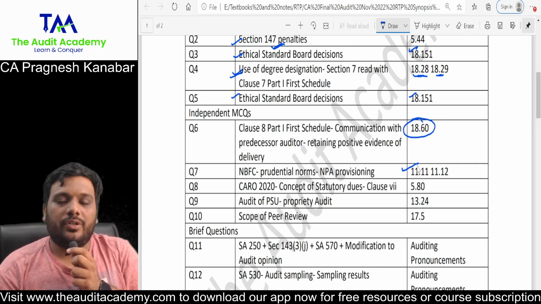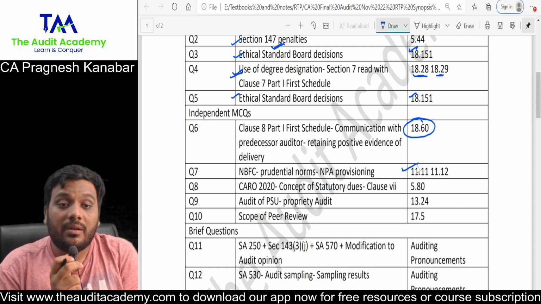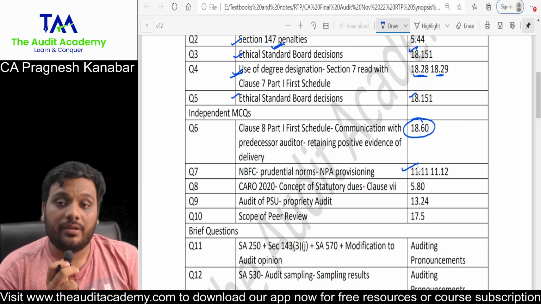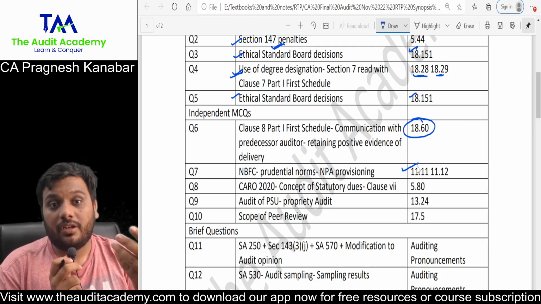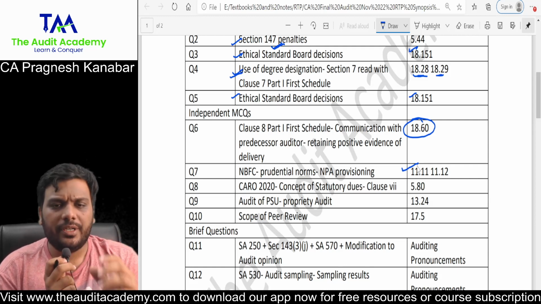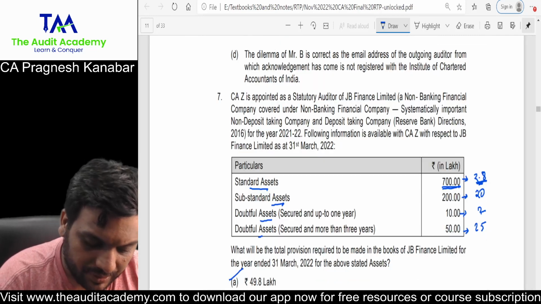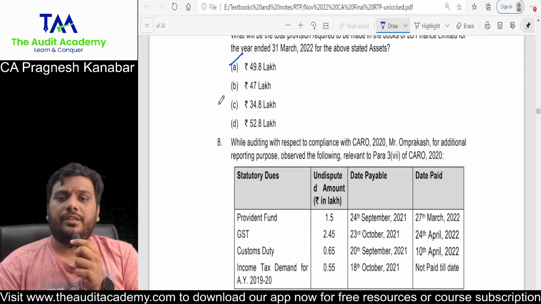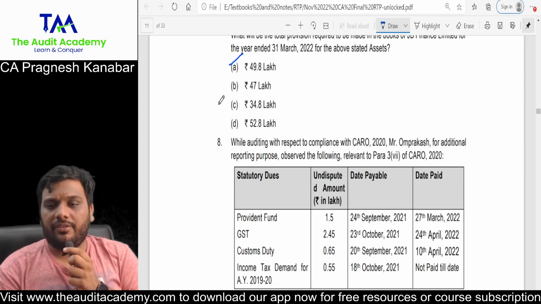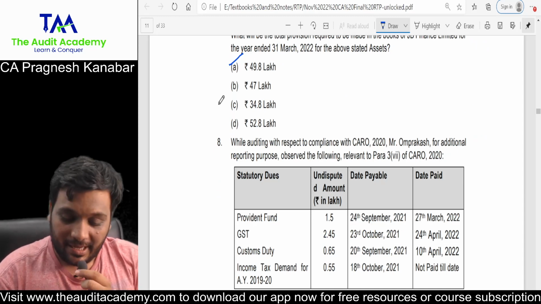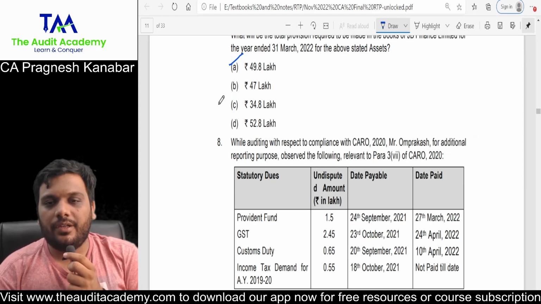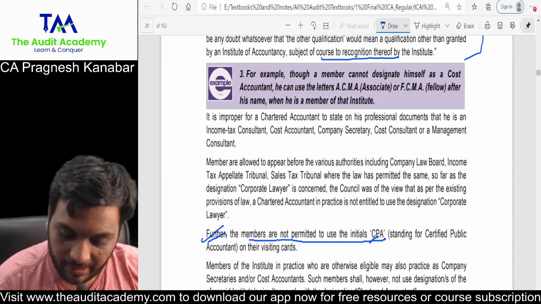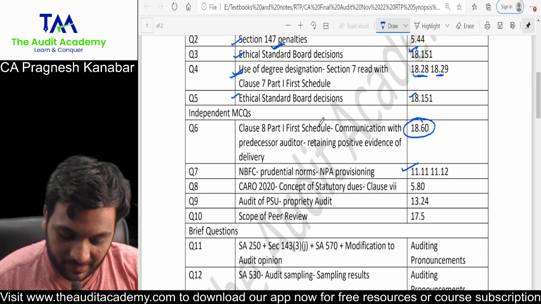So I request you to go through it, because even in case of NBFCs, there are some NBFCs where the provisioning requirement is still much more lenient, and the classification requirement is much more lenient. So please go through that particular provisioning requirement and compare it with audit of banks. Even on my YouTube channel, an audit of NBFC revision video is available if you want to go through that. Now CARO 2020 has been questioned, and finally from the May 22 attempt onwards, CARO 2020 has made a roaring comeback into the question bank.